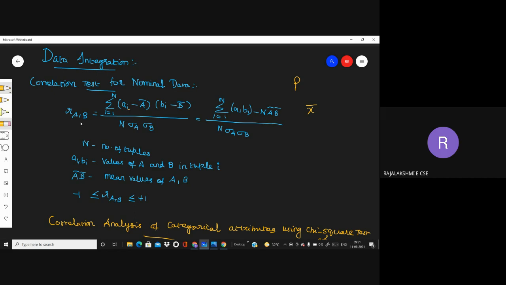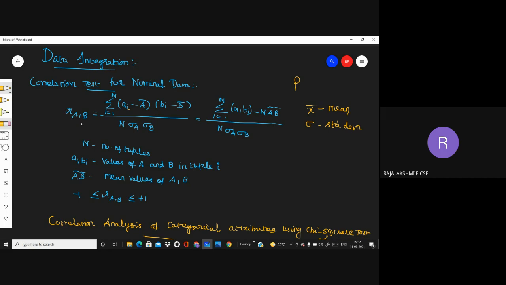What is sigma a and sigma b? Can anyone say? Sigma ன்றது என்னது? Yes, sigma is the standard deviation. So the standard deviation of a and b they'll be taking and dividing by it. Okay, another formula is given here, where n is the total number of tuples we are comparing, a and b are the values given in the tuple, and A bar and B bar are the mean values.